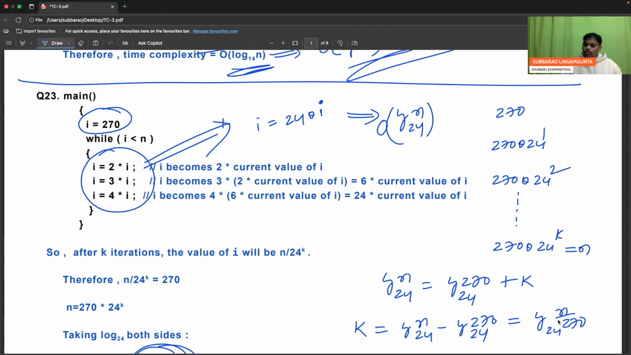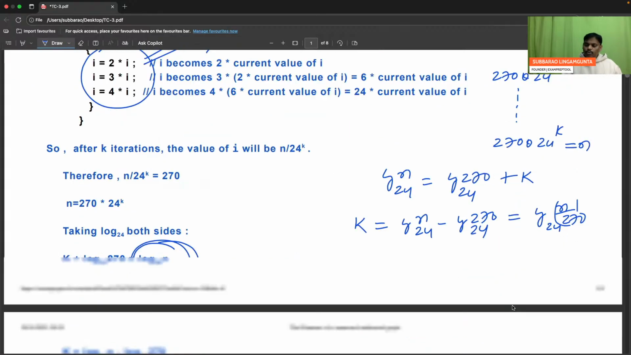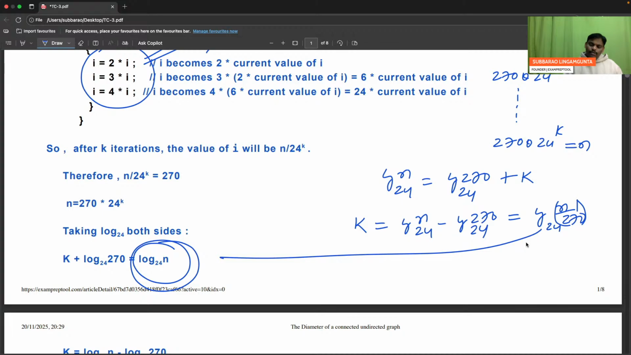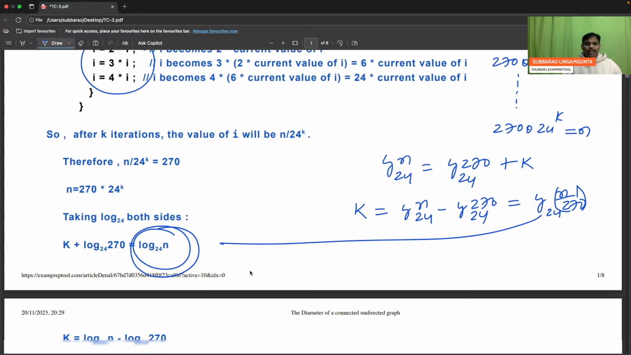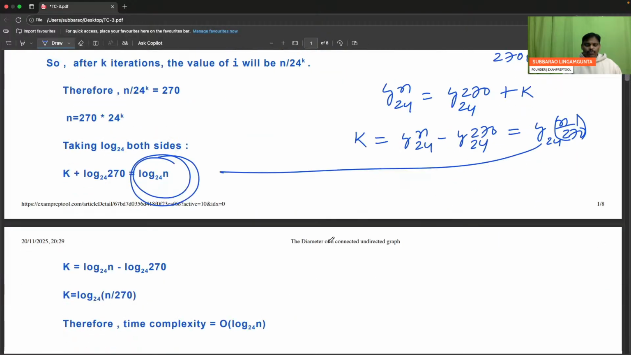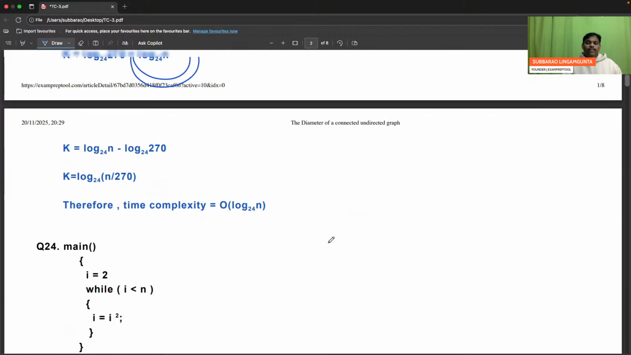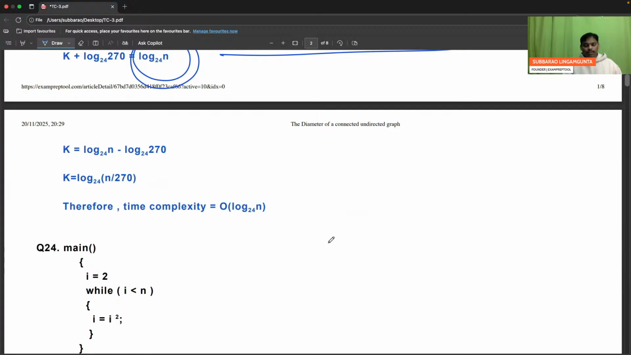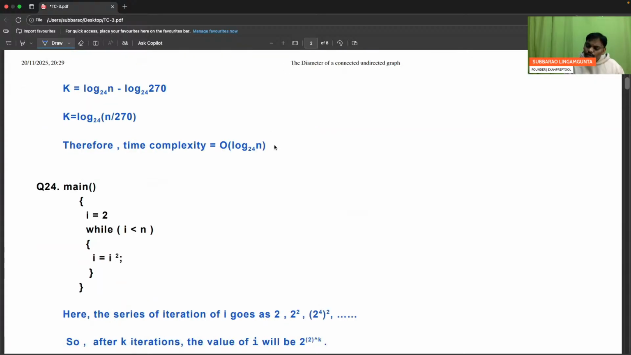Same story as the above problem. Right? Which will go to n by 270, which is nothing but n. Log n base 24. If you don't bother about the base, you can simply write log n also. I hope everyone is comfortable. Same story, always dividing by 24. Log n base 24. If log n base 24 is there in the options, well and good. Otherwise you can simply write log n.